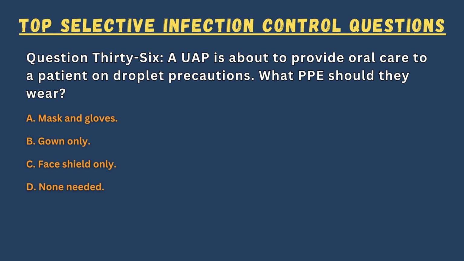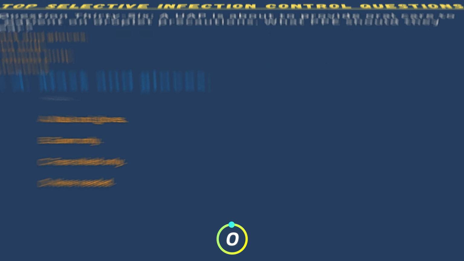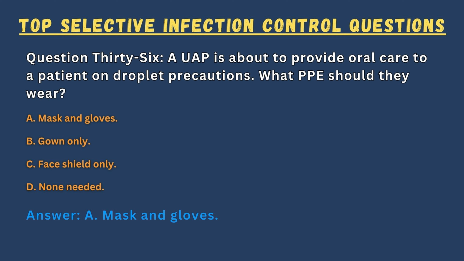Question 36. A UAP is about to provide oral care to a patient on droplet precautions. What PPE should they wear? A. Mask and gloves. B. Gown only. C. Face shield only. D. None needed. Answer: A. Mask and gloves.